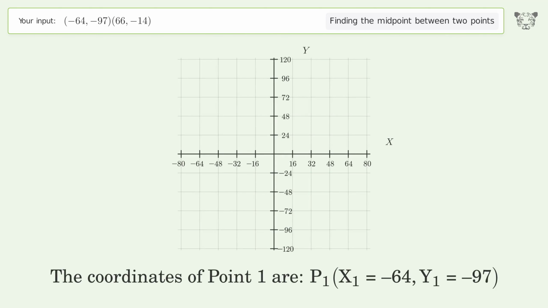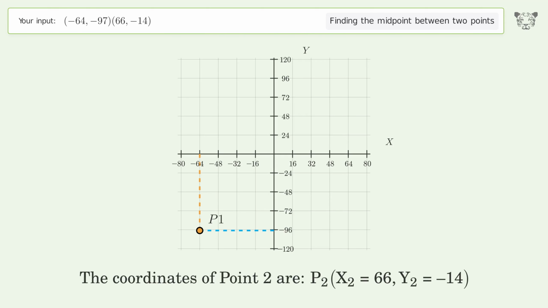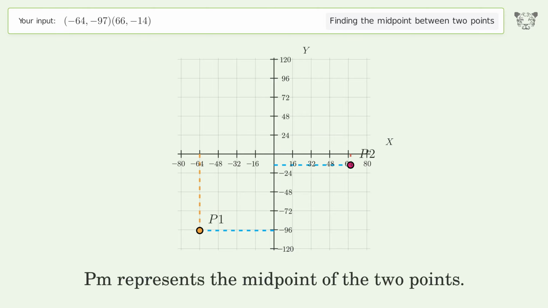The coordinates of point 1 are, x1 equals -64, y1 equals -97. The coordinates of point 2 are, x2 equals 66, y2 equals -14. PM represents the midpoint of the 2 points.